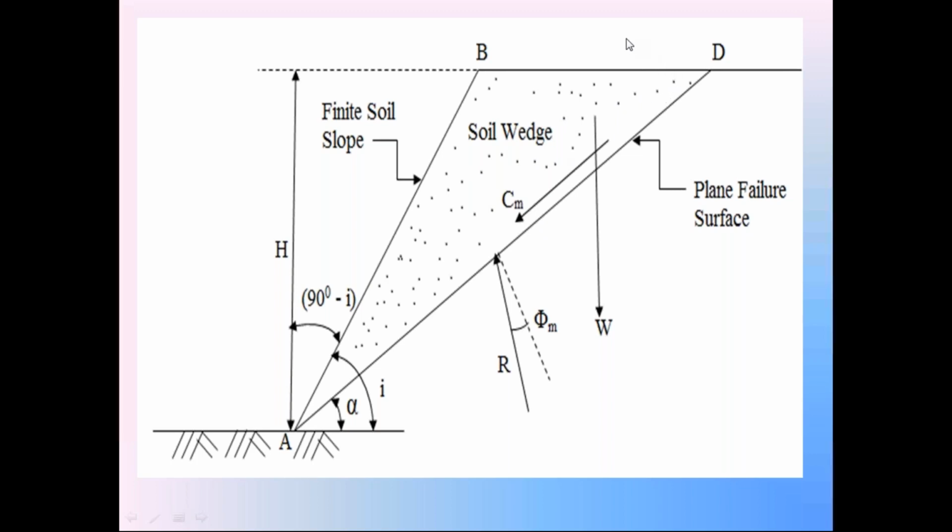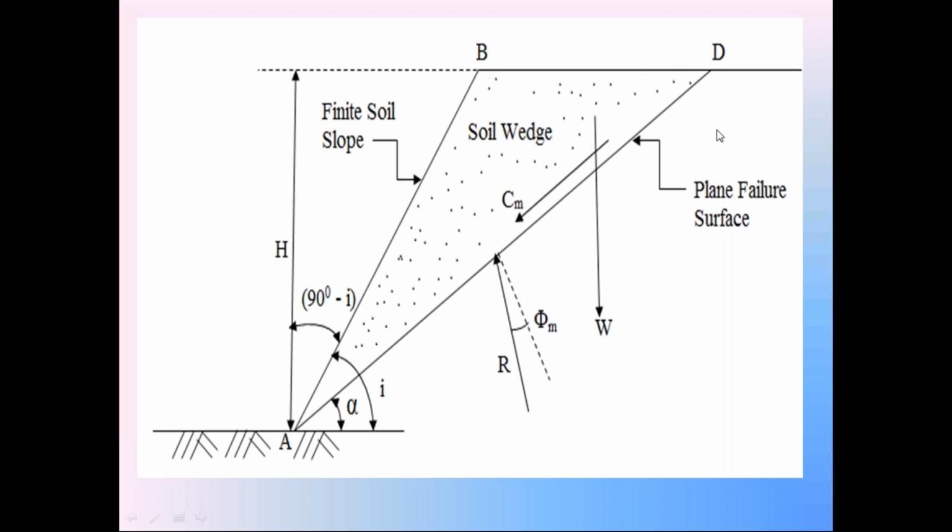I am going to consider the free body diagram of the soil wedge ABD. In engineering mechanics, you might have studied the free body diagram. So I am going to prepare the free body diagram of this soil wedge ABD. In the free body diagram, we must show the forces acting on the soil wedge, not the forces applied by the soil wedge. Here this Cm is the force applied by the soil wedge on the surface AD. Then the surface AD applies the same force Cm on the soil wedge but in the upward direction.